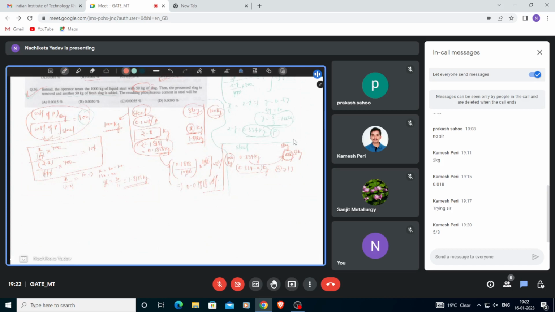So simply you write this a by 50 into 100. This is in weight percent, so that is why I am multiplying by 100. Equals 0.334 minus a, by this 1000 kg of steel, into 100. Can you now tell me the value of a for me?